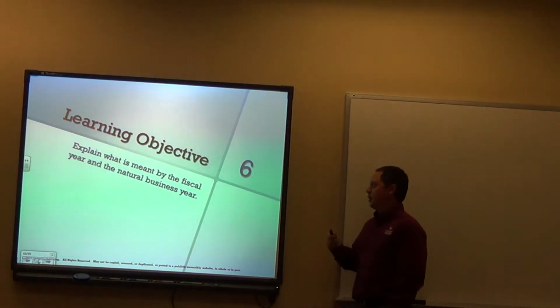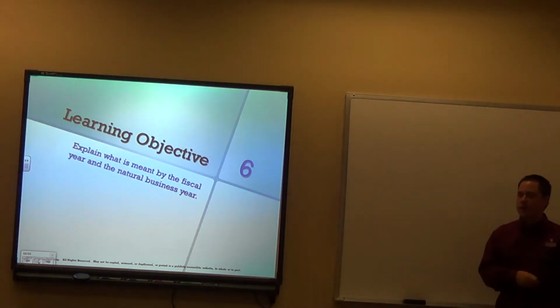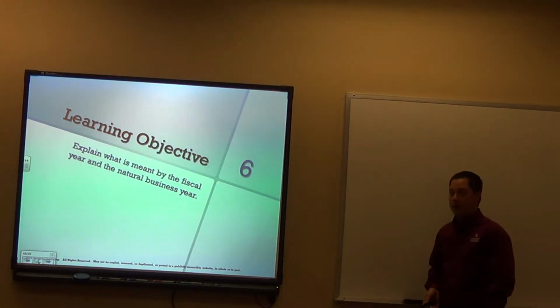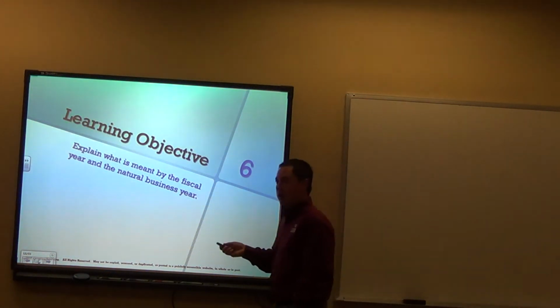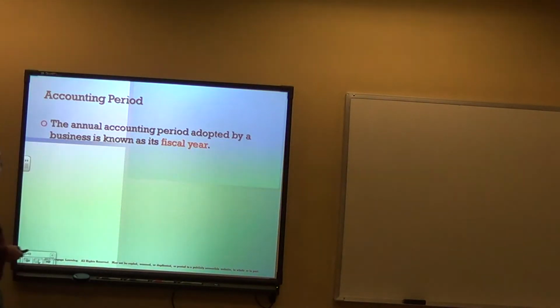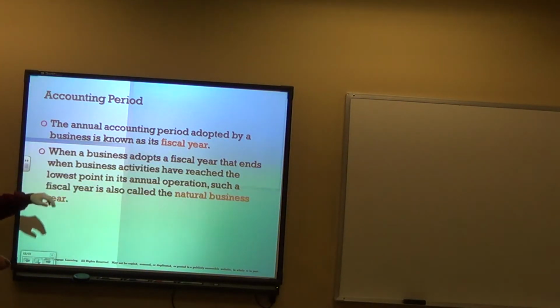The difference between a fiscal year and a natural year. Obviously, the natural year is basically January to December. That's our calendar year. And the fiscal year can be set up and adopted by whatever they decide to adopt. A lot of companies have it in different places. I think we have some examples of those. And when a business adopts a fiscal year that ends when the business activities reach the lowest point of operation, basically that's the natural business year.